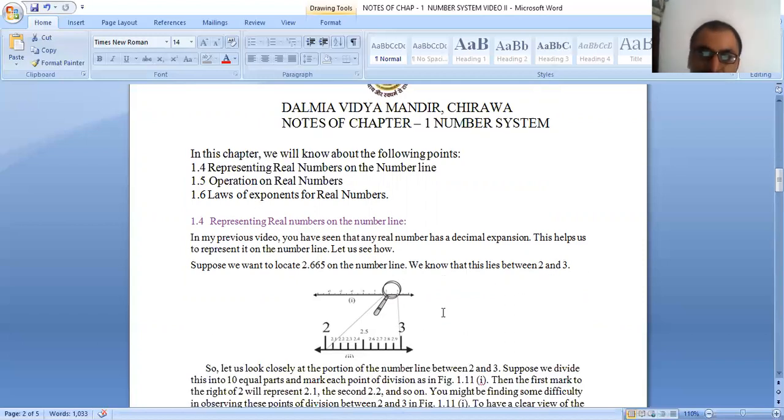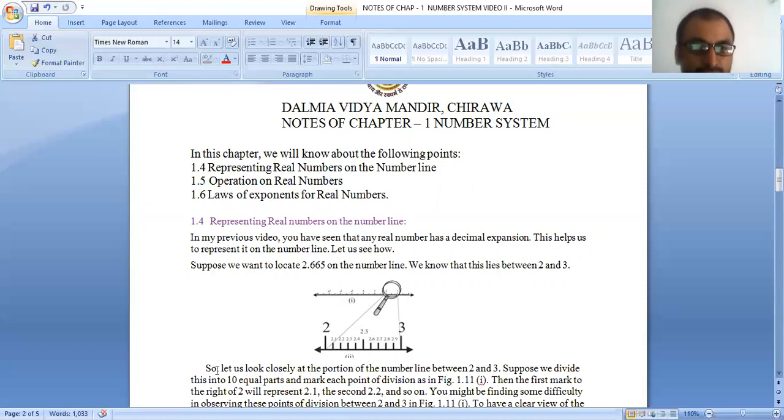Okay, now we have to draw a number line and locate some numbers on that line, like 0, 1, 2, 3. We know that on the left side of 0 we represent negative numbers, and on the right side of 0 we represent positive numbers. So we have to take only 2 and 3 because 2.665 lies between 2 and 3.